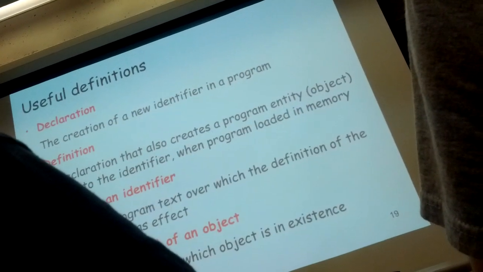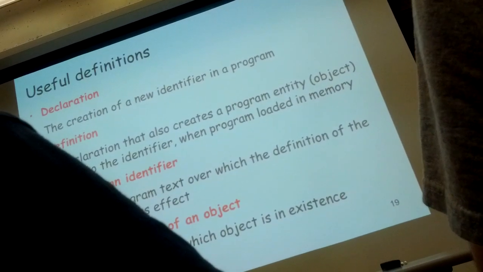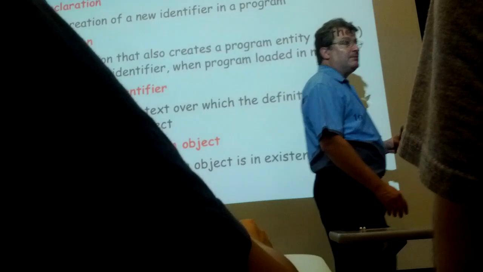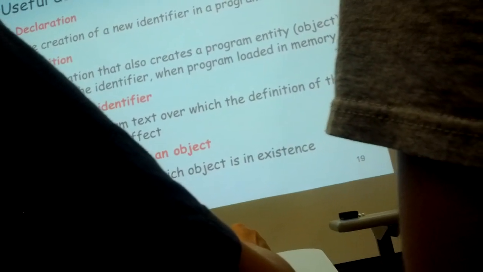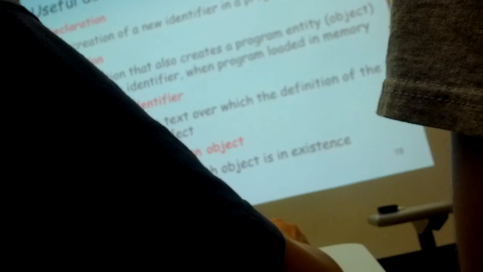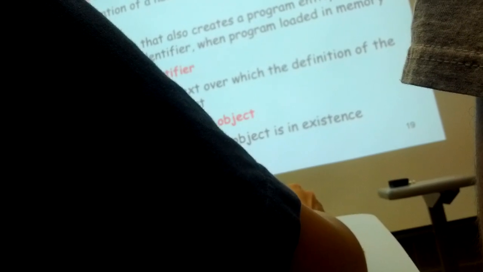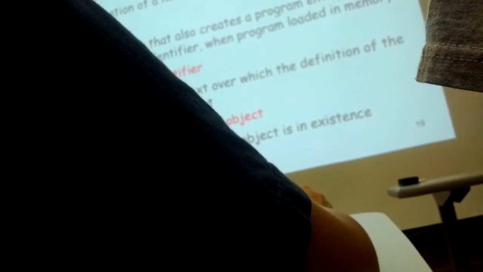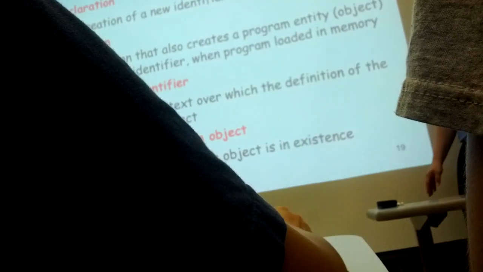Did I finish this one? Oh, no. I was forgetting this, very important. The scope of an identifier versus the lifetime of an object. This is something that, again, can be a little confusing, and the reason is people use the terms interchangeably when they're not interchangeable. The scope of an identifier is the region of text over which the identifier is defined.